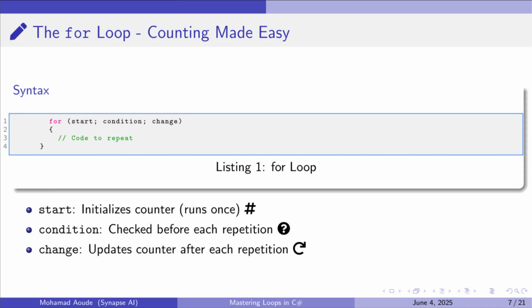Let's start with the for loop. Its syntax looks like for, start, condition, change, code to repeat. The start section runs once to initialize a counter. The condition is evaluated before each iteration. If true, the loop body executes. The change section runs after each iteration to update the counter. This structure directly answers our 3 loop questions. The code to repeat is inside the braces, the condition defines how many times we run, and the change tells us how to move from one iteration to the next.